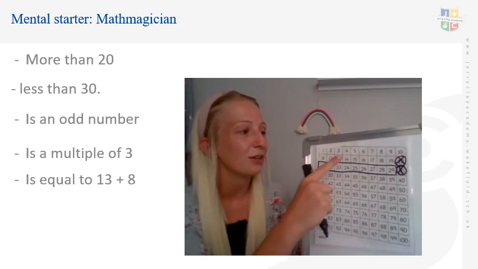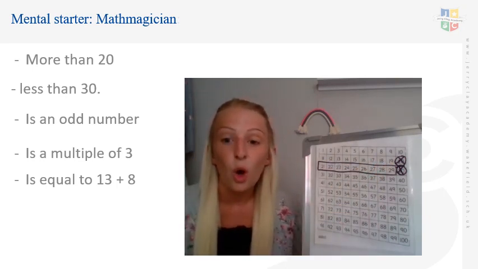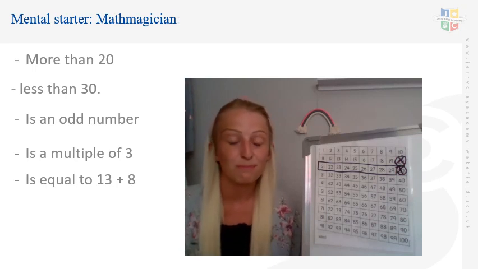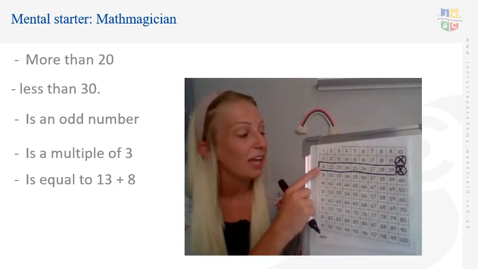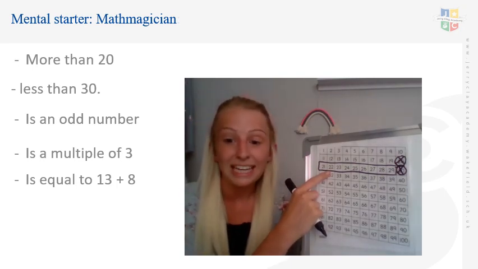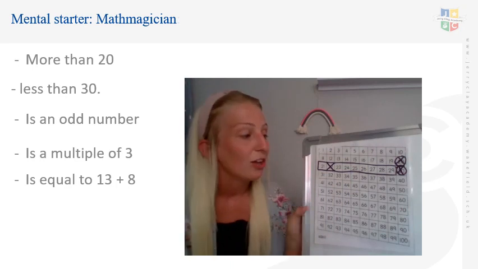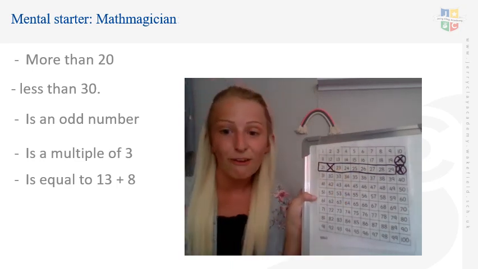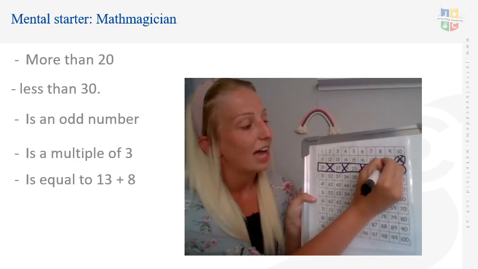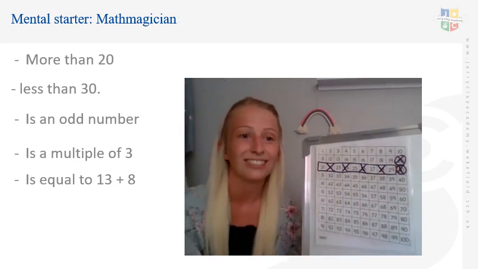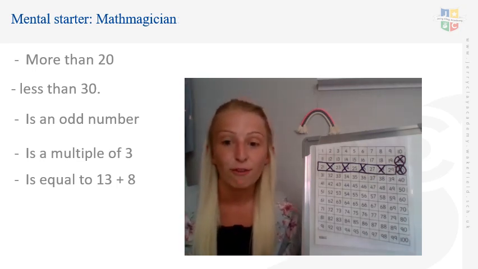Fantastic! Okay, so I did clue number 1 and 2 with you. The next clue was it was an odd number, so it's not going to be a multiple of 2. So 21 is an odd number. 22 is an even number, so I can cross that one out because it is a multiple of 2. So I can really see my odd and even pattern, so it won't be 24, it won't be 26, and it won't be 28.